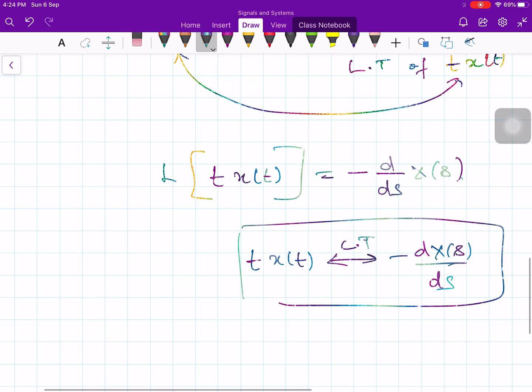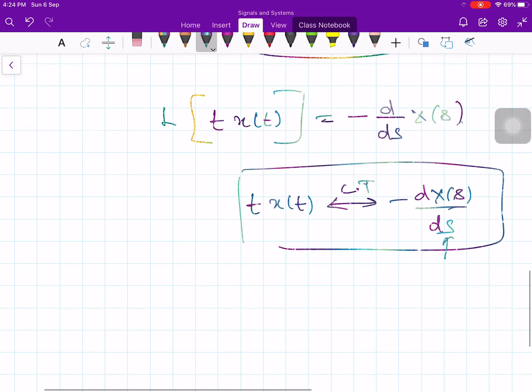Okay, so when you multiply a function x of t by time t, as far as the transform is concerned, it is equivalent to the negative of the derivative of the function x of s with reference to s. So the derivative is taken with respect to s. You can see that there is a nice arrangement here. You multiply by t in the time domain, and you get a minus d by ds, the derivative, in the transform domain.